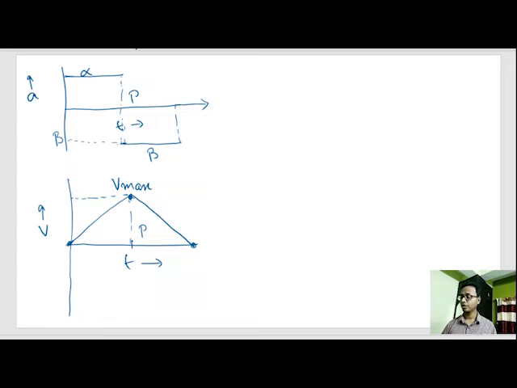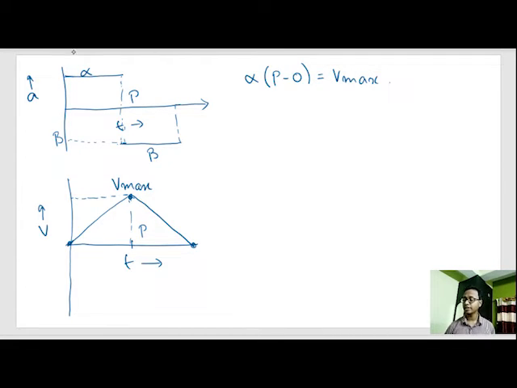Or alpha into time 0 to p is nothing but Vmax. How do you obtain this? What sort of formula is this? Vmax is equal to alpha into p minus 0, sorry. Time is equal to final time minus initial time.